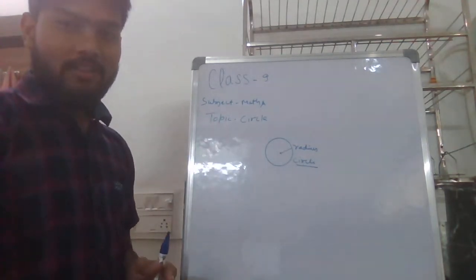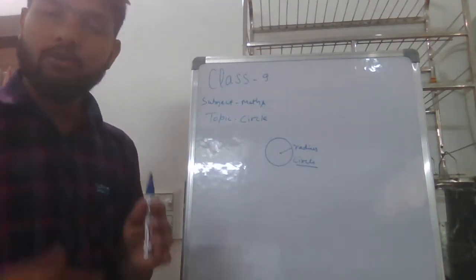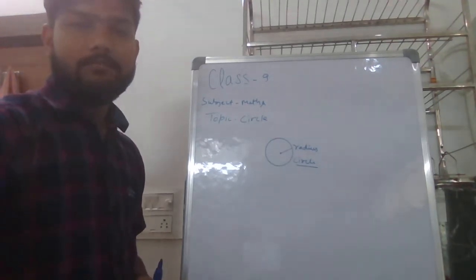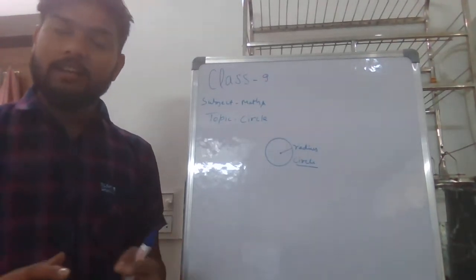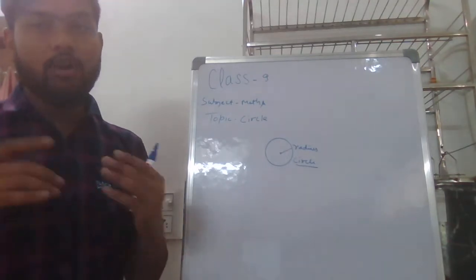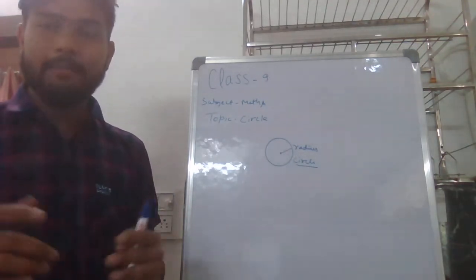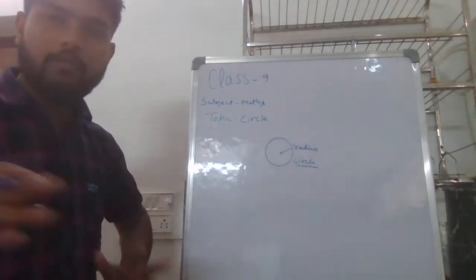Very good. So here I have a question for you: a circle could only have one line segment of radius. Is it true or false?